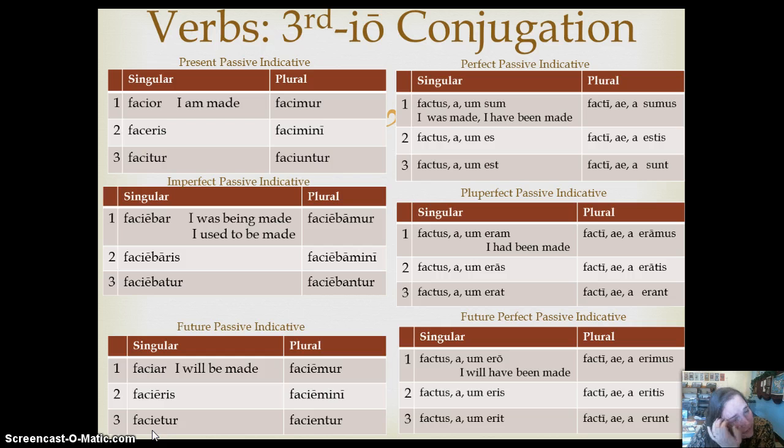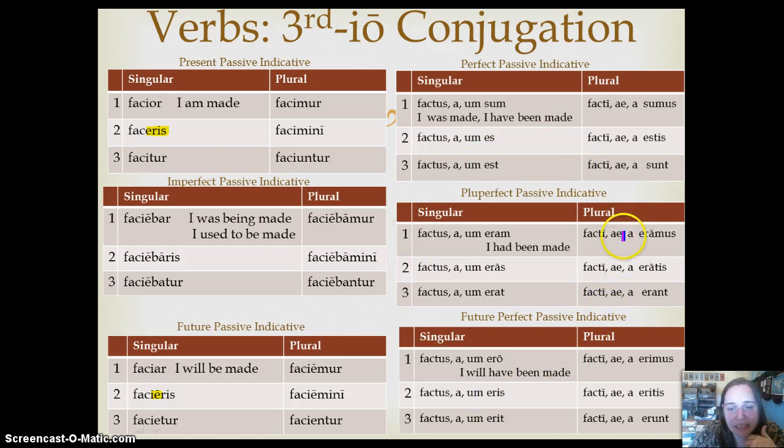In the passive, just notice that just like a regular 3rd conjugation, the second person singular present passive indicative is an E before the RIS, E without the macron. The difference between this one, of course, and a regular 3rd conjugation is that in the future it's facieris. So you actually won't confuse a second person singular future passive with present passive in the 3rd-io.